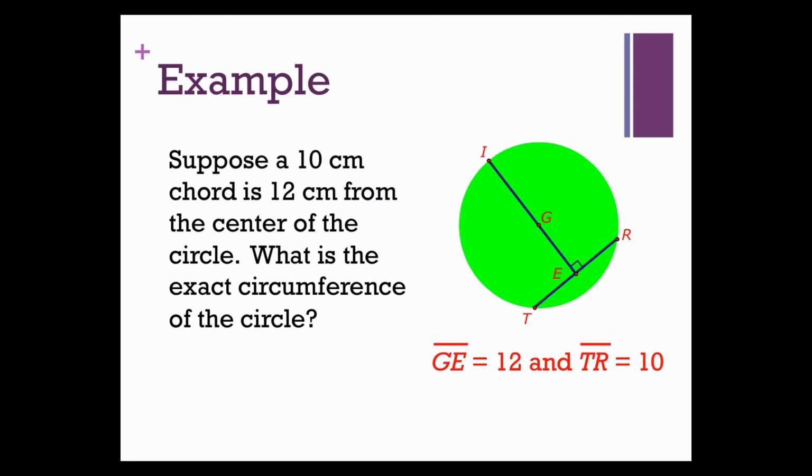Suppose a 10 centimeter chord is 12 centimeters from the center of the circle. Or you have a 10-foot titanium rod in your hand and you are 12 feet away from the center of the silo. What is the exact circumference of the silo, AKA the circle?